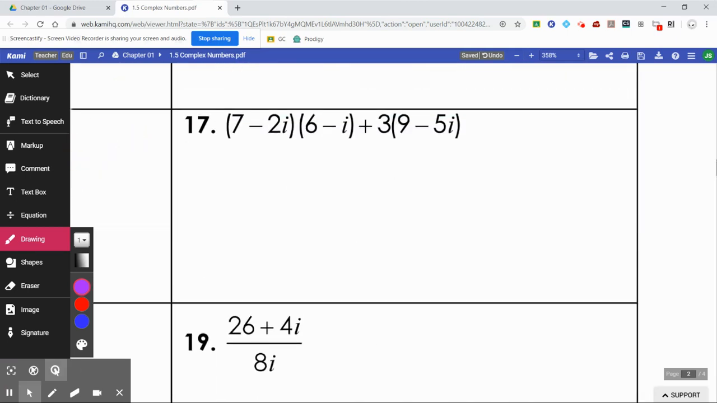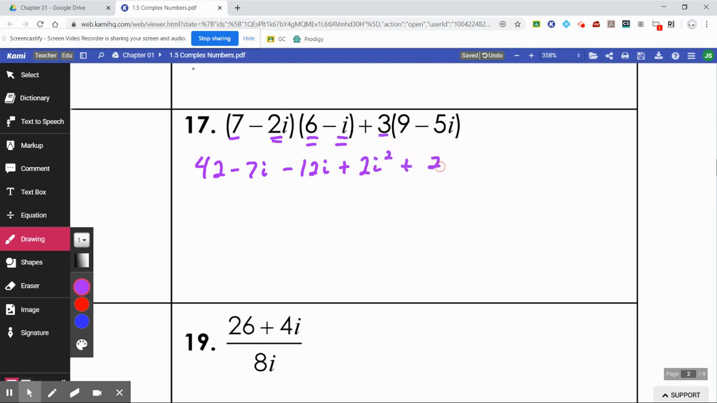Okay, number 17. You got a couple of operations here. First one, we have to distribute, so multiply 7 times both. That'll be 42 minus 7i. Multiply -2i times both. That'll be a -12i plus 2i squared. Distribute your 3. That'll be a 27 minus 15i. So now what I would do, since i squared is -1, you can either mark through this and write it over the top, or I'm just going to erase it. A positive 2 times a -1 right here would be a -2.